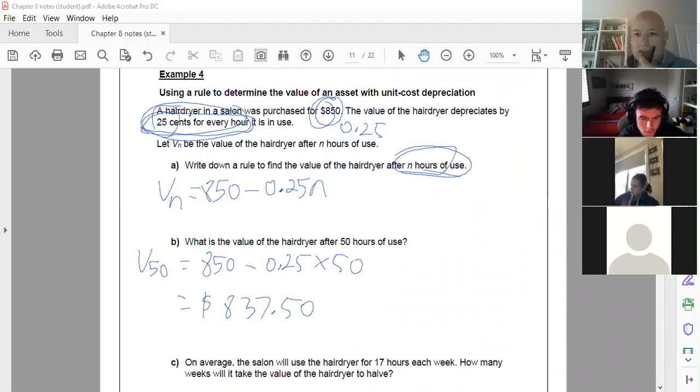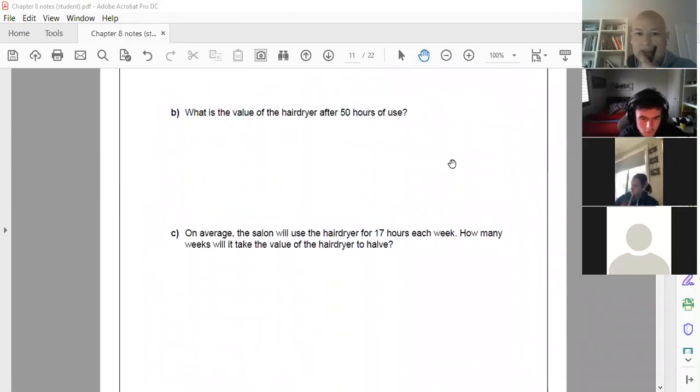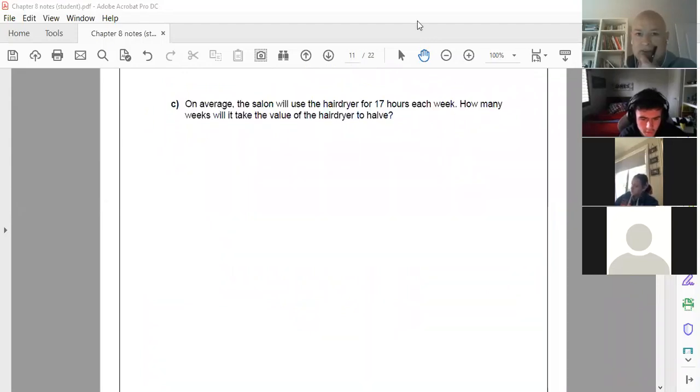So I'll clear this. Part C. It says on average, the salon will use a hairdryer for 17 hours each week. How many weeks will it take the value of the hairdryer to halve?